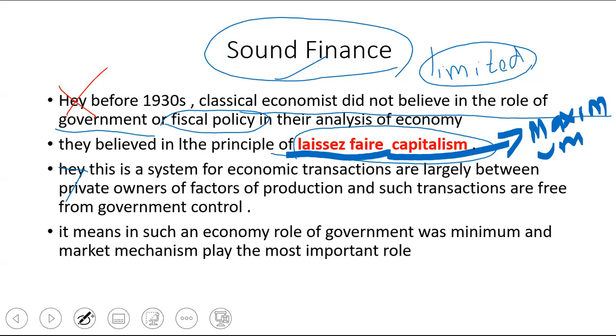If the demand is more, supply is less, price will be high. If the supply is more, demand is less, price will be low. Matlab udhar market is controlling the economy. Government is not controlling the economy. Then, if you take India, at any point of time, we never believed in laissez-faire system. Because in our country, government is always a very significant party to play the role.